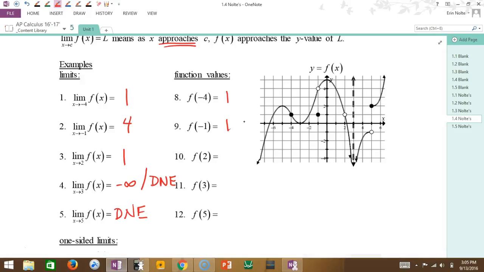Okay, what is the function value at 2? Good, there's a hole. There's nothing there. It does not exist. Very good. What about f of 3? Also does not exist because there's a vertical asymptote there. There's no function value exactly at 3.